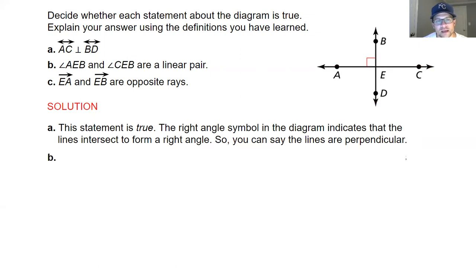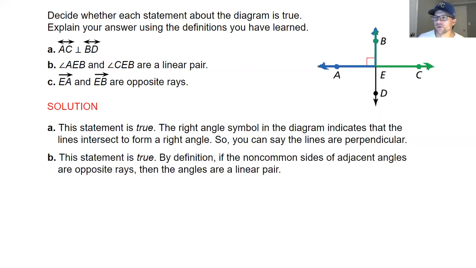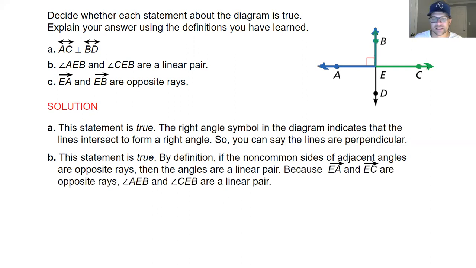Now, part B, angle AEB and CEB are a linear pair. Well, AEB is created in that upper left-hand quadrant, and angle BEC, or CEB, depending on the order, is in the upper right-hand quadrant. Yes, this statement is true, and we'll take a closer look in the diagram why. By definition, if the non-common sides of adjacent angles are opposite rays, then the angles are linear pairs. We are able to draw a straight line from A to C going through the vertex E, since those are our non-common sides.